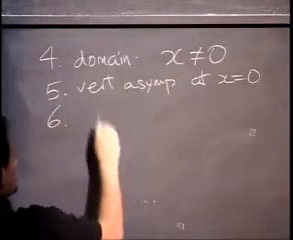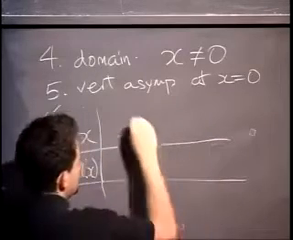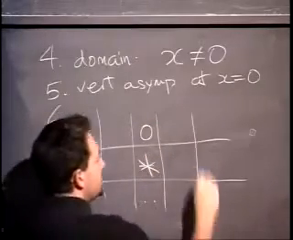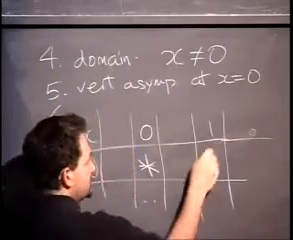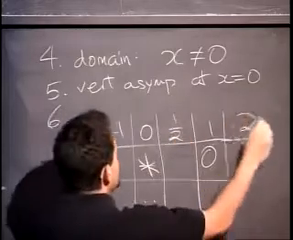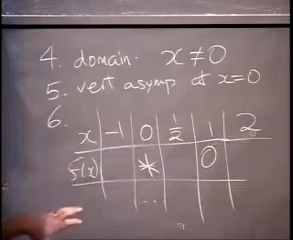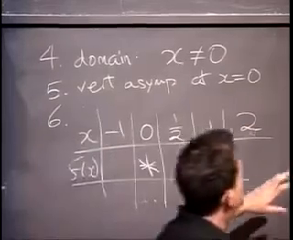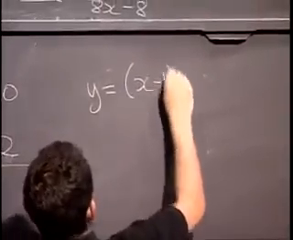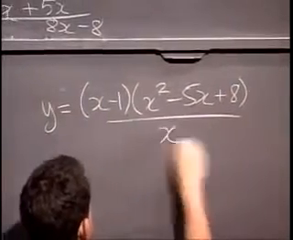So let's draw up a table of signs for the function. x, f of x. What do we know? We know x equals 0 is bad, because f is not defined there. And we know 1 is the only x-intercept. So let's test minus 1, a half, and 2. We're going to plug that into the original function. Okay, actually, the simplest way to do it is to rewrite the original function. I'll just do this here. We can rewrite it as x minus 1, x squared minus 5x plus 8, over x.